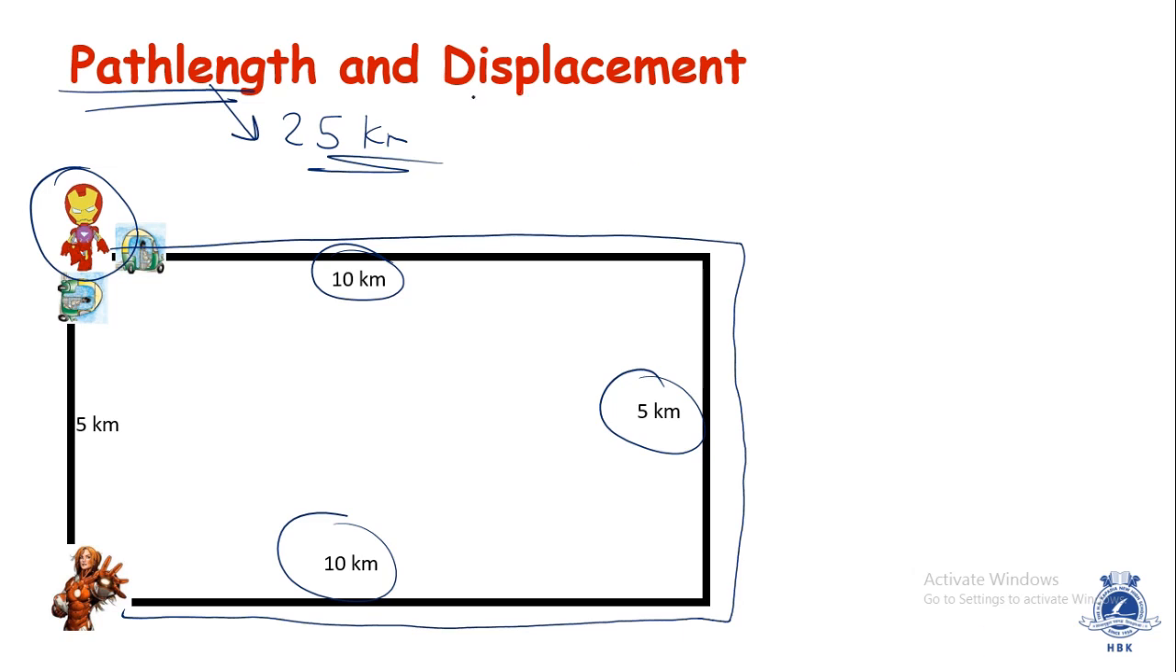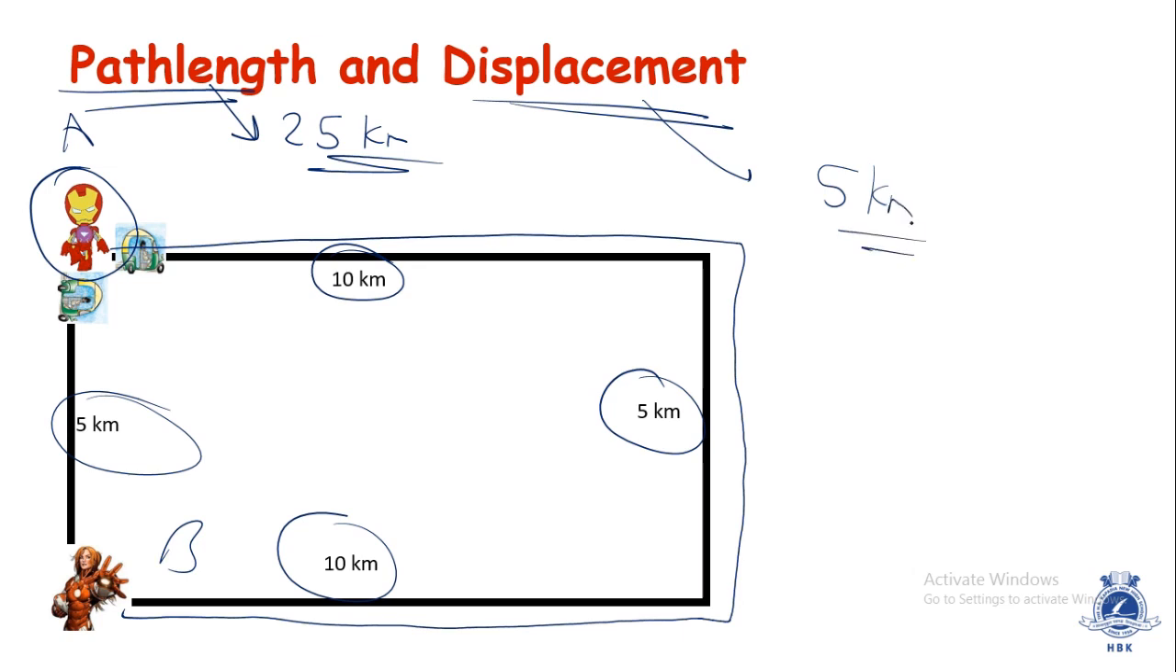Now let's see what displacement is. Displacement is just the shortest distance between any two points. Over here the shortest distance between point A and point B is 5 kilometer. So displacement in this case will be 5 kilometer. So this is the displacement. I hope it's clear. Path length is also called displacement. Remember this thing, this path length is also called displacement.